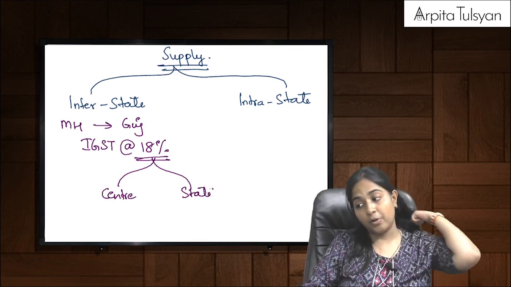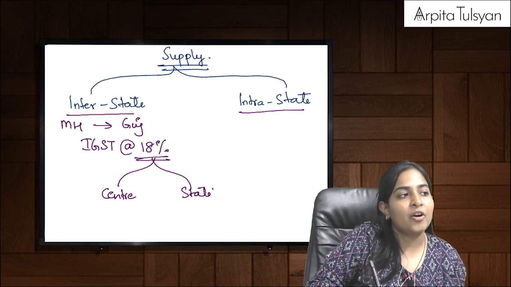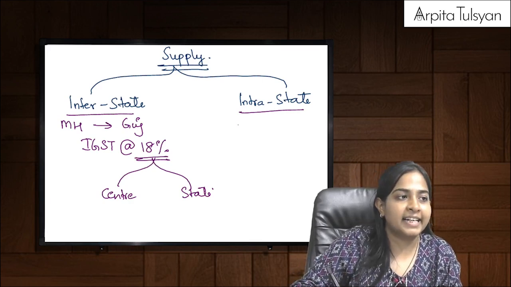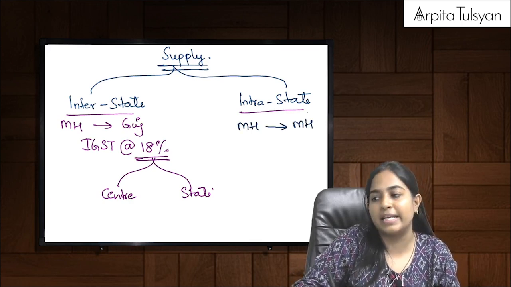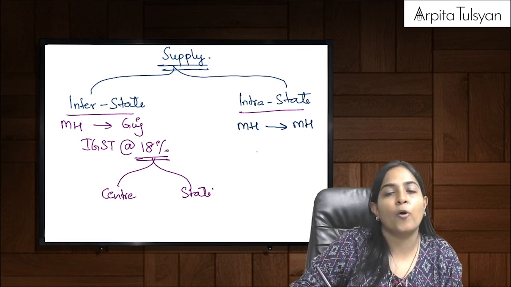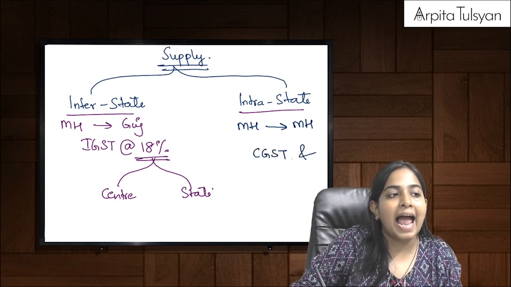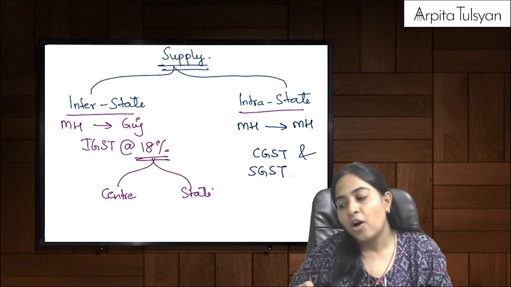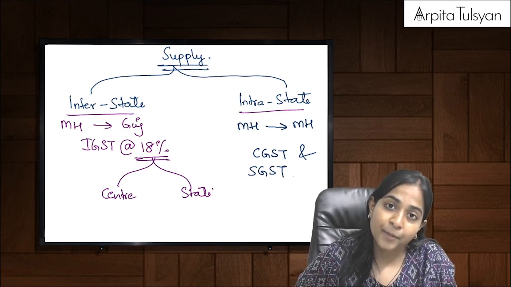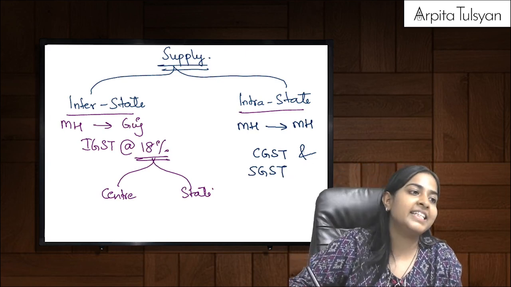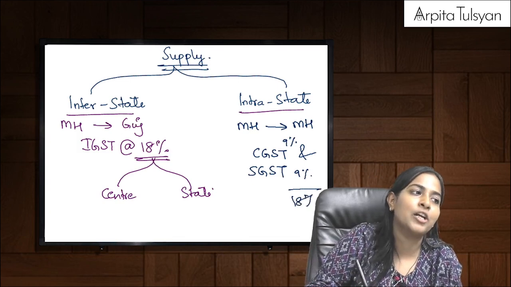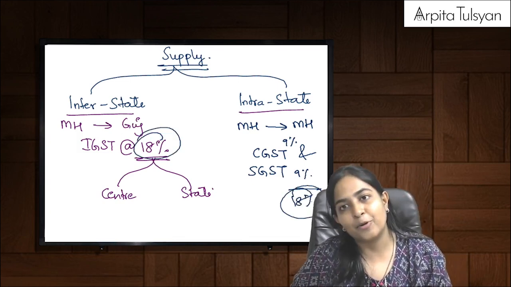Now, in case of intrastate, which taxes will be levied? Let's say the sale is from Maharashtra to Maharashtra only. Example, a sale from Mumbai to Pune. Both are in Maharashtra only. At this point of time, CGST and SGST are levied. So ma'am, do you mean 18% and 18% will be levied? The answer is no. CGST will be levied at 9% and SGST will be levied at 9%. The total will always be the same.